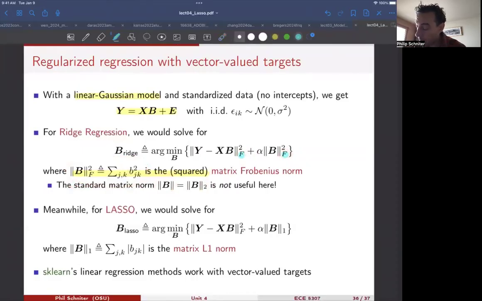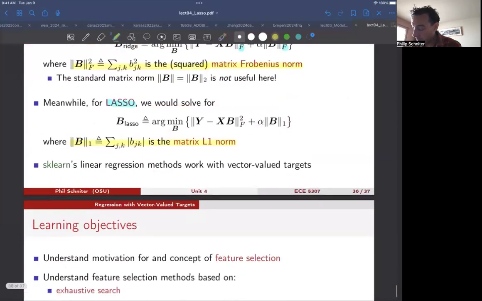Okay, so this is what we get for ridge. For lasso, we have this expression. So here we have our RSS, and over here we have our 1 norm. And it turns out that the matrix 1 norm and the vector 1 norm have the same notation. You just put a 1 in the subscript, like that.